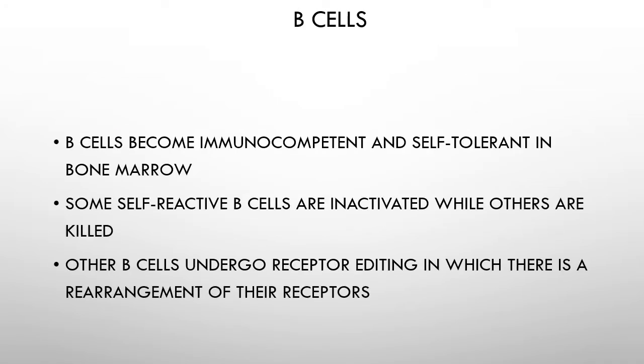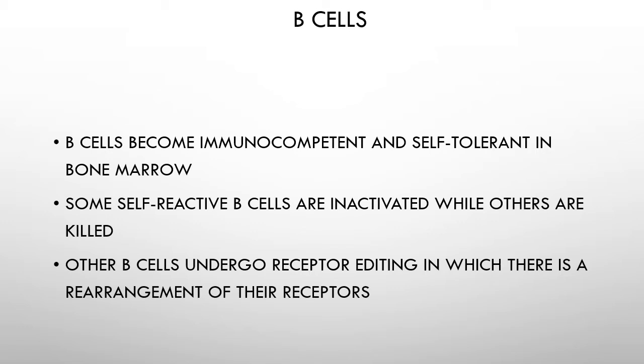Our B cells undergo this process of becoming immunocompetent in the bone marrow. They don't leave the bone marrow until they are already immunocompetent. Since they are in the bone marrow, they can also potentially undergo some modifications. Those cells haven't been released yet, and we can potentially change things up a little bit if they are too self-reactive. They go through the same process of becoming immunocompetent and testing for their self-tolerance as well.